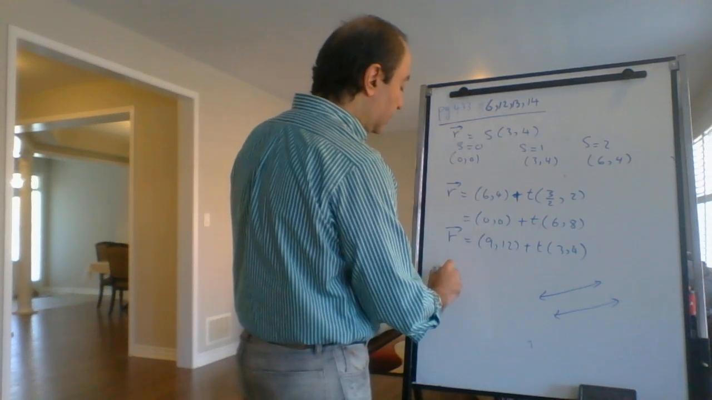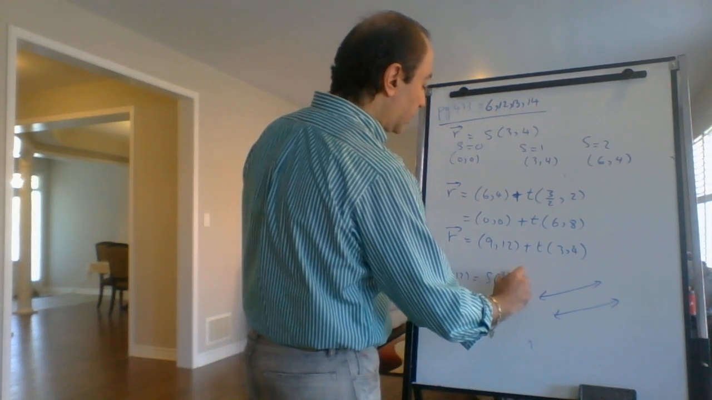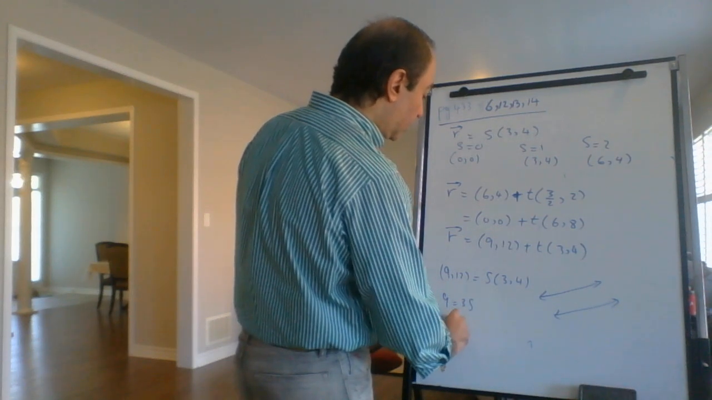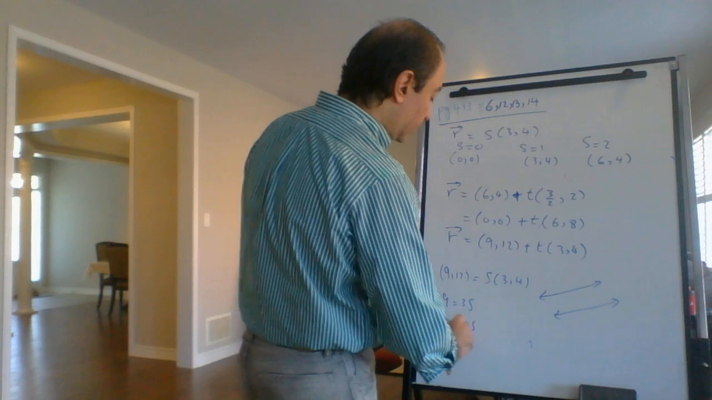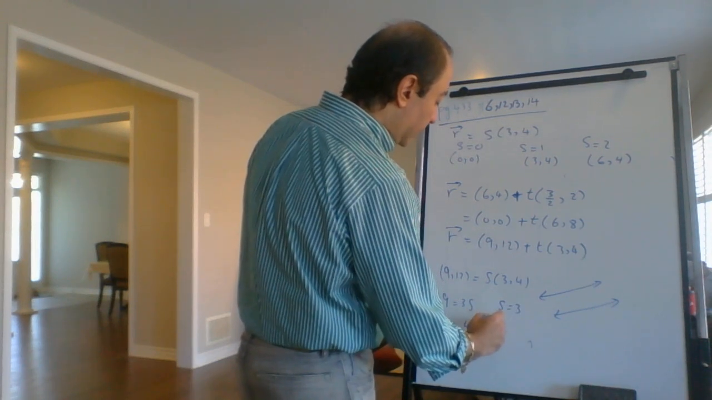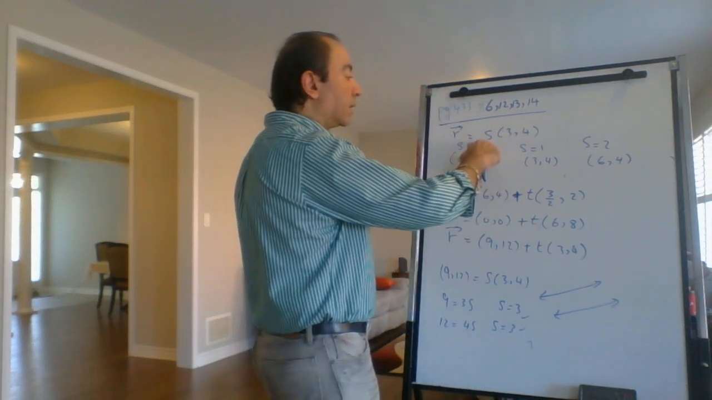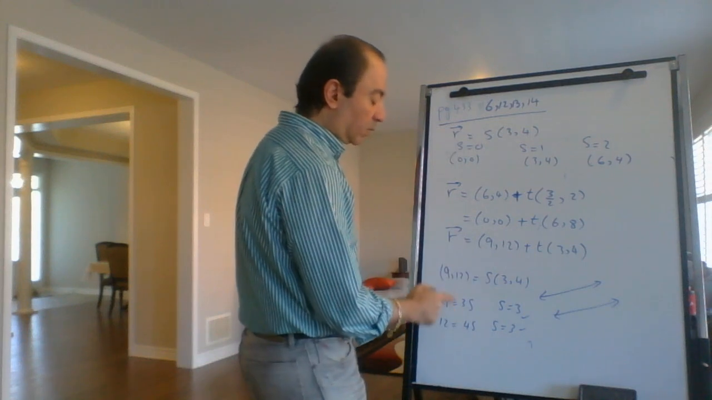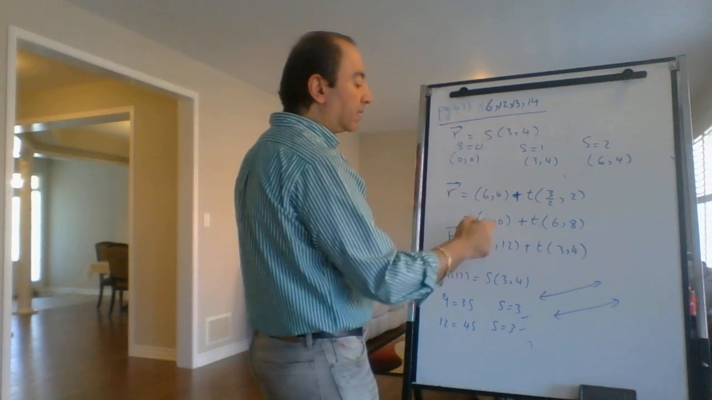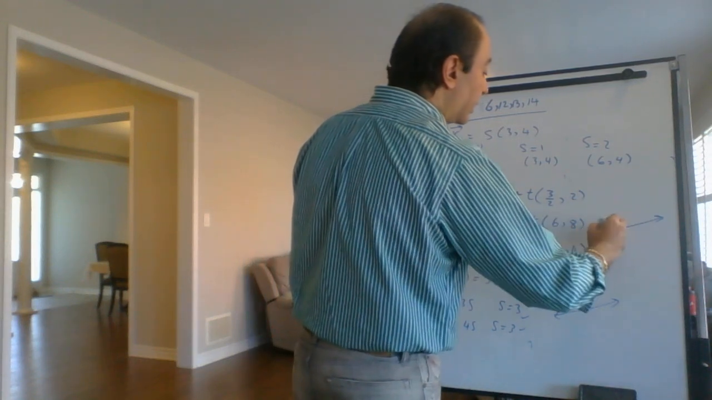So I would say 9 and 12 equal S times 3 and 4. That means 9 equals 3S and 12 equals 4S. Are we going to get the same S? Yes, S equals 3, S equals 3. So there is one parameter here. If I use it, I will produce this point on this line. So this point lies on this line. That means these two lines are parallel, but not only parallel, they are coincident.